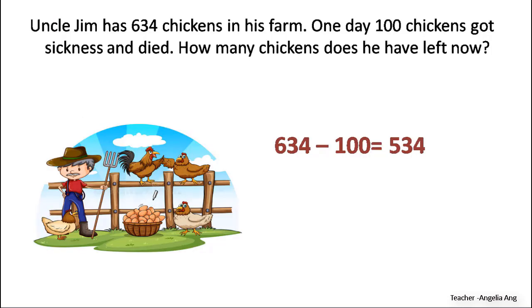Uncle Jim has 634 chickens in his farm. One day, 100 chickens got sickness and died. How many chickens does he have left now? Let's see. 634 minus 100 equals 534. Uncle Jim has 534 chickens now.